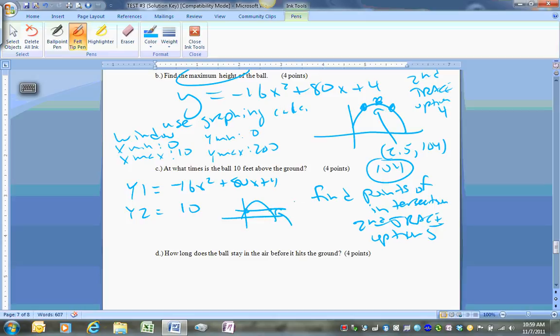So this one here should be 4.92 if we round to 2 decimal places. And the other one, if I move close to that point of intersection, 1, 2, 3, I should get 0.08 seconds.